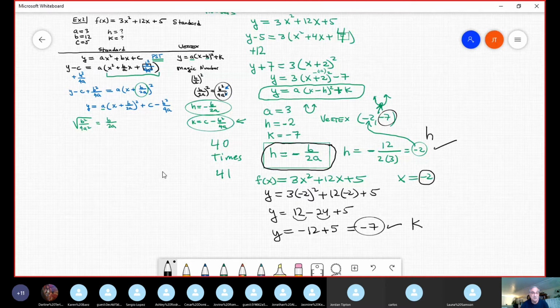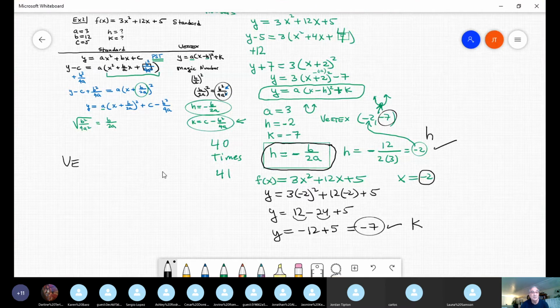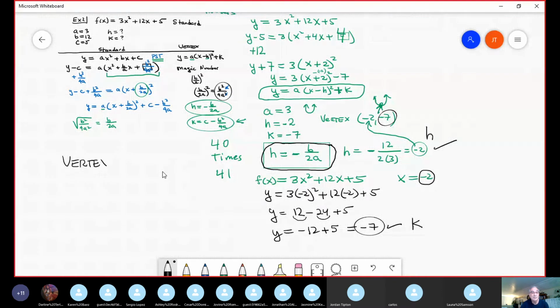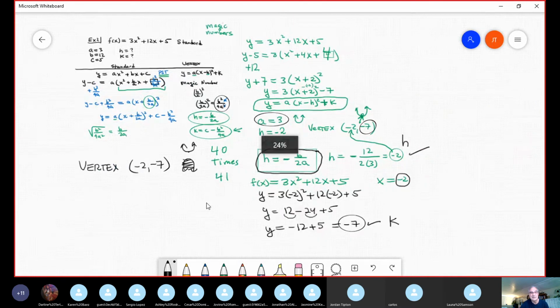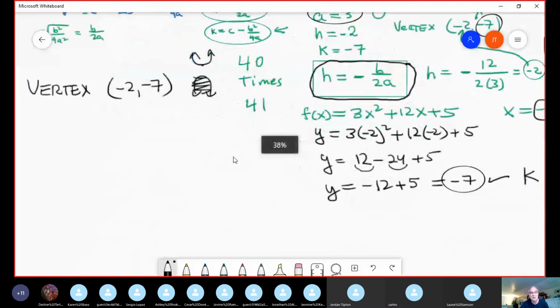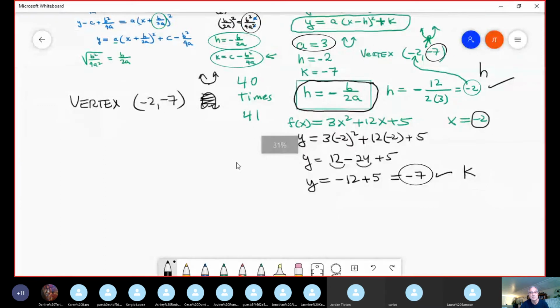If the vertex is located at the point -2, -7, I know that the parabola opens up. What is the reason they open up? Because A is 3, positive 3. Okay, let's continue. Let's try to find the rest. What is the rest? Y-intercept, X-intercept.